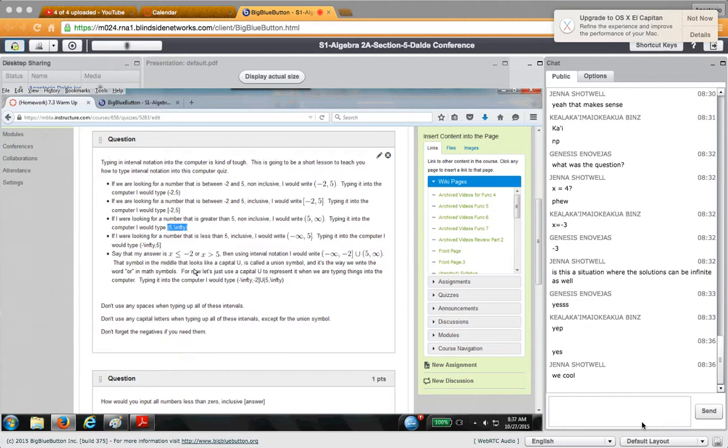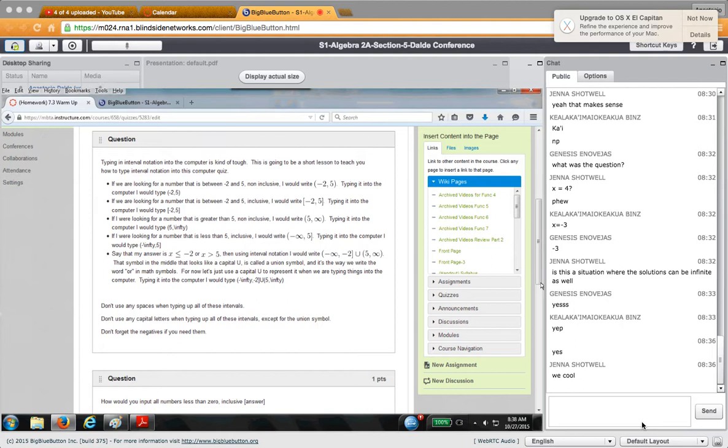Now, for typing purposes, why don't we just use a capital U in the middle of this thing to identify our union symbol. Okay? So, some general rules. Don't use any spaces when typing up all these intervals. Don't use any capital letters when typing the intervals, except, of course, for the union symbol, which is a capital U. And don't forget the negatives if you need them.